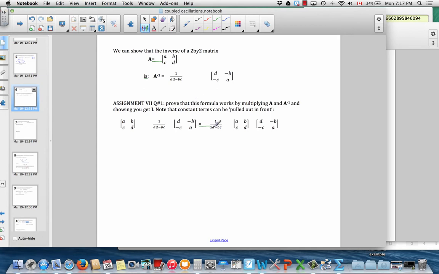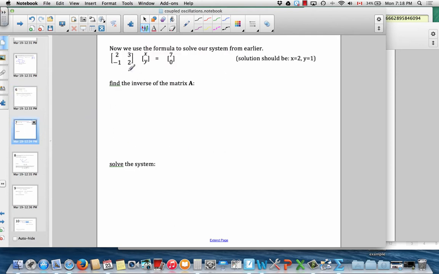And you're going to show that in an assignment, and the way you're going to prove it is just to show that if you multiply the matrix A by the matrix A inverse in either order, you get the identity matrix. So let's use that inverse formula now to solve this equation.